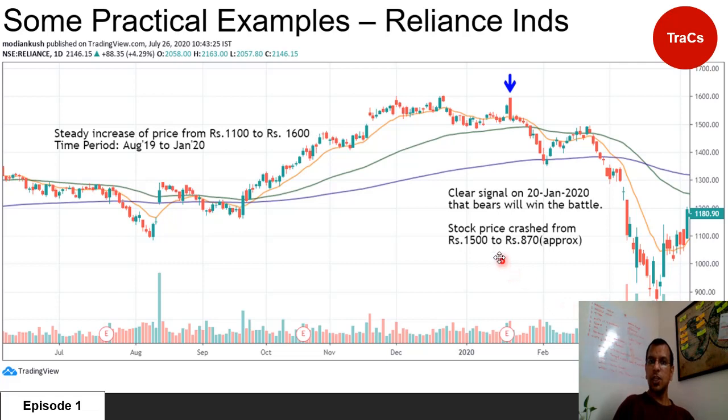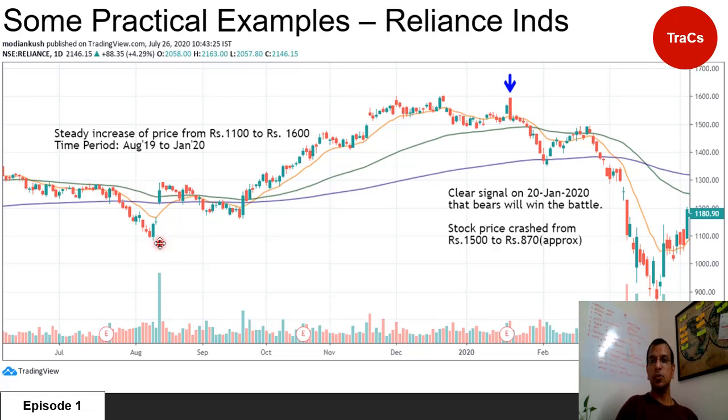In this particular chart, every candlestick represents the price change of that particular stock on that particular day. So for example, this one candlestick here represents the change in price on that day for Reliance Industries. Now this is the chart for Reliance. Let's see how the price movement for Reliance has happened.